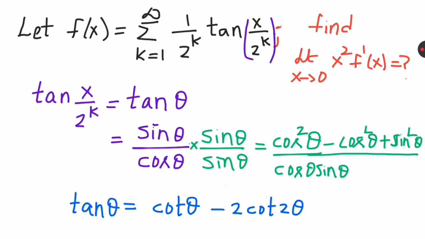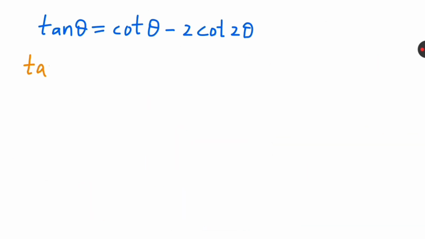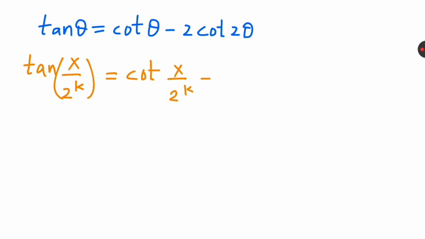So now we are going to substitute this identity in our summation. We consider theta as x over 2 raised to the power of k. So now substitute theta as x over 2 raised to the power of k. So tan of x over 2 raised to the power of k is equal to cot of x over 2 raised to the power of k, minus 2 cot of 2 times x over 2 raised to the power of k. This is the theta value for this second term.